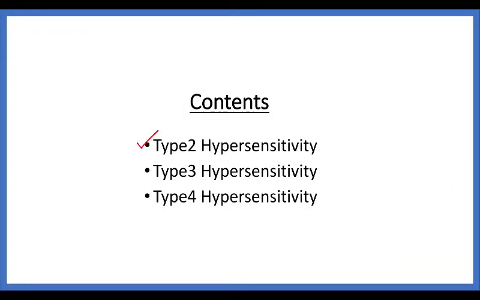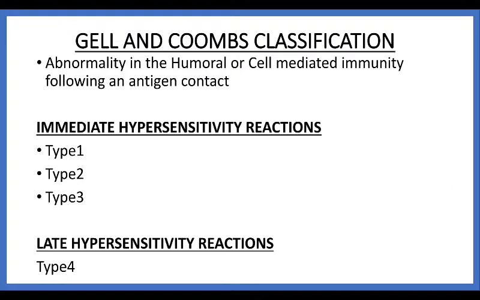Now we'll be seeing about type 2 hypersensitivity reaction. Before that, the same classification. Hypersensitivity is classified under Gell and Coombs classification, that is immediate and late. Under late it is only type 4, and the rest, type 1, type 2, type 3, are immediate hypersensitivity reactions. It is all basically about abnormality in humoral or cell mediated immunity. Cell mediated immunity abnormality is only type 4, the rest are humoral immunity abnormality following an antigen contact.